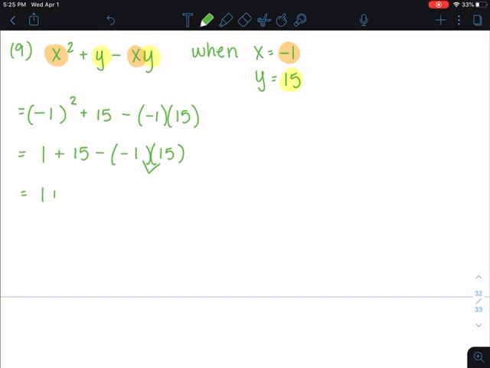Alright, next comes multiplication and division left to right. So for -1 times 15, I have -15. Then we are going to add and subtract from left to right. So 1 plus 15 is 16. Now I have 16 minus -15. Do not forget that when you subtract a negative, it's the same thing as adding. So 16 plus 15 is 31.